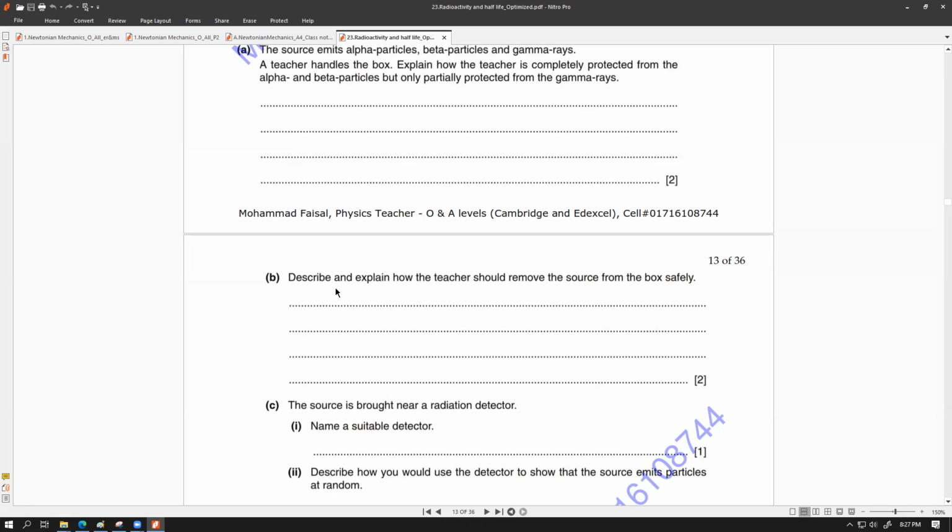So for part B, describe and explain how the teacher should remove the source from the box safely. How do I approach this? The teacher must remove the substance with the lead cover. He should wear lead-lined gloves and clothes. The teacher should wear protective clothing, and tweezers. Use other equipment to grab hold of the lead box.